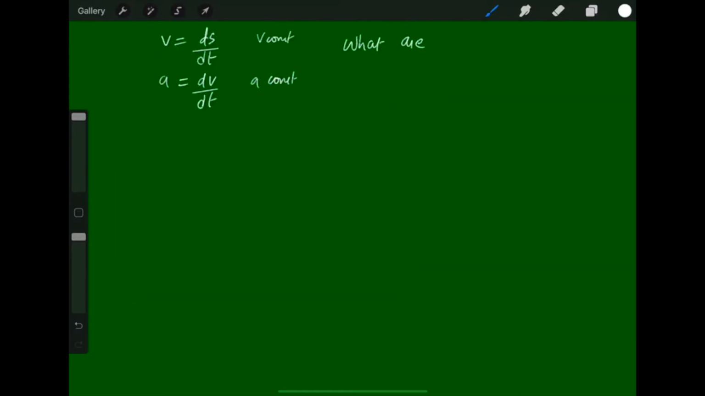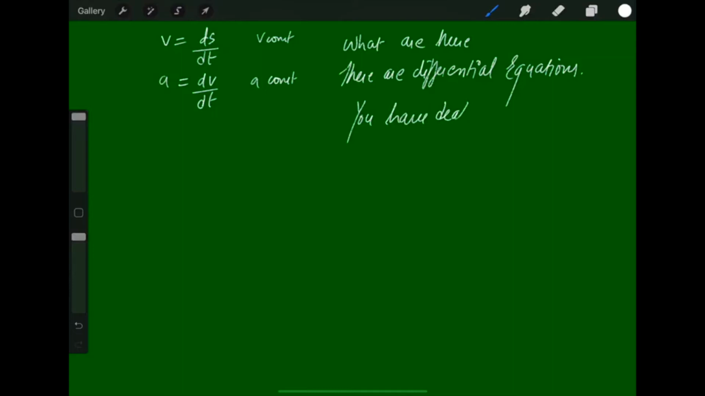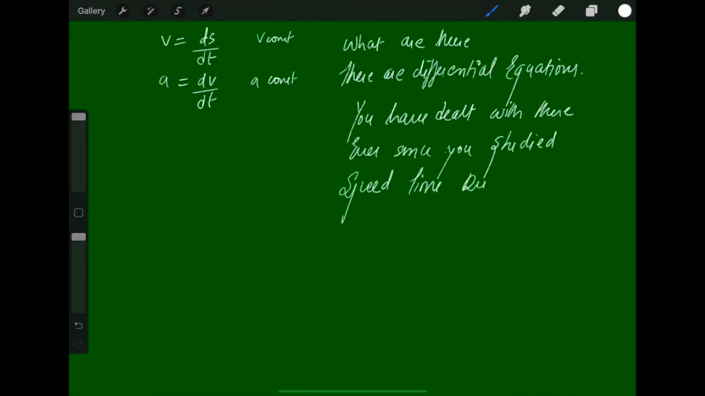For a very small change in time, delta t tending to 0, delta s upon delta t will be called ds upon dt. So v equals ds upon dt is a very simple form of a differential equation. Similarly, there is another form of differential equation, a equals dv by dt.